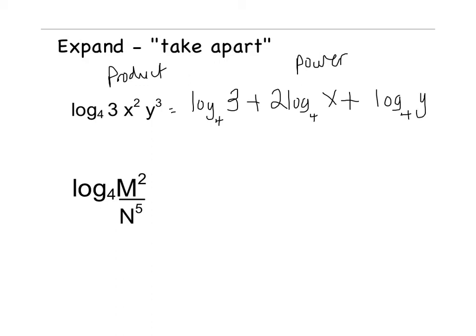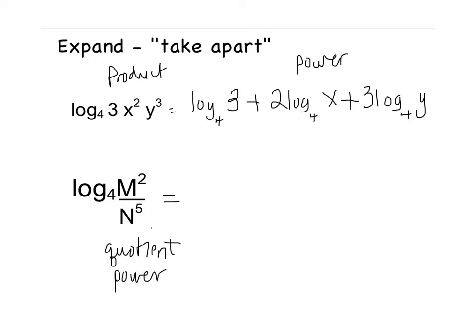And then I have y to the third power, once again the power rule, and we write the 3 in front. And so that's what you're doing, is you're just using the properties to rewrite these or to expand them. All right, here we have 2 properties as well. We have the quotient property, and because they are to a power, we have the power property.